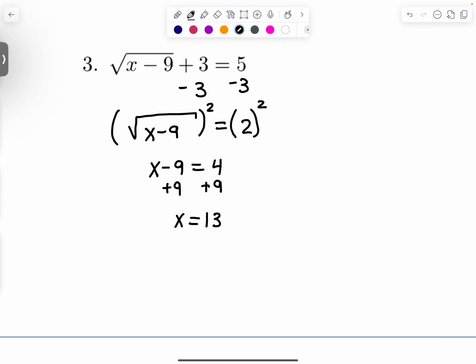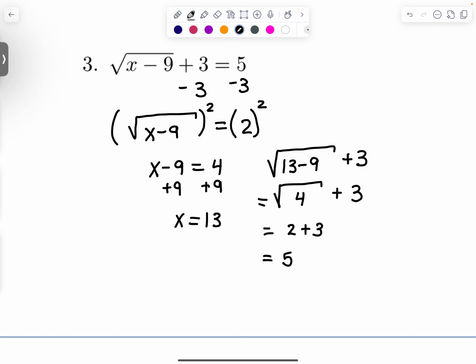Now again, we're going to want to check our solution. So we plug it in, so we get the square root of 13 minus 9, plus 3. That gives me square root 4 plus 3, which gives me 2 plus 3, which equals 5, which is what I had at the beginning. So x equaling 13 is a solution.